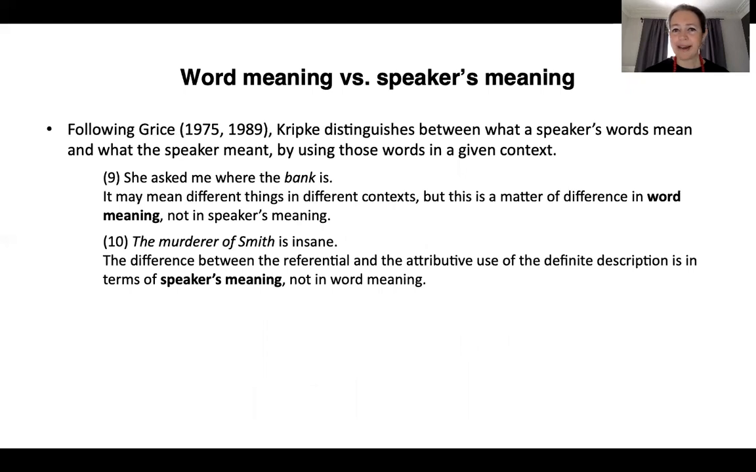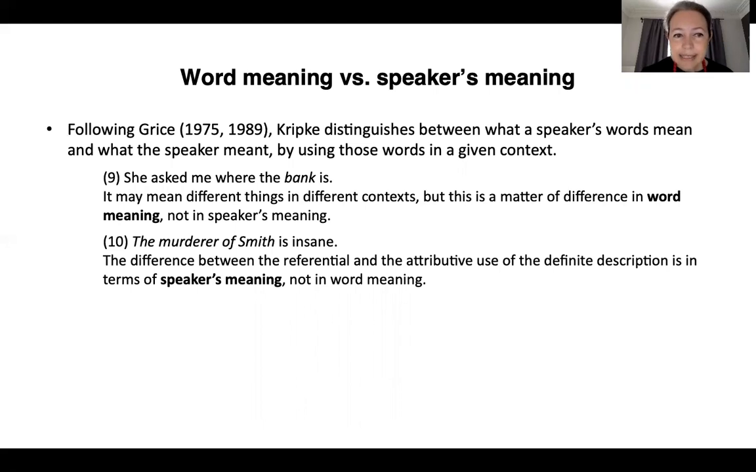So following Grice, Kripke distinguished between what the speaker's words mean and what the speaker meant by using those words in a given context. So for instance, in a sentence like 9, she asked me where the bank is. Bank can mean different things in different contexts, but this is a matter of difference in word meaning, not in speaker's meaning, or in speaker's intention to mean.